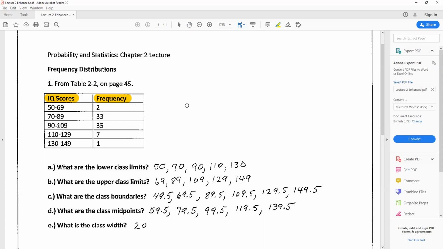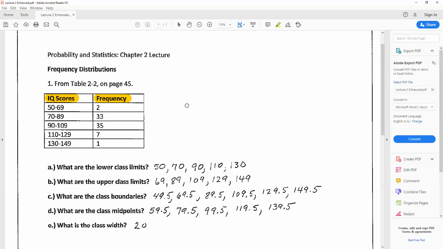We have 33 students who scored in the 70 to 89 range, 35 students scored in the 90 to 109 range, 7 in the 110 to 129 range, and then 1 student scored in the 130 to 149 range. Again, we do not have the raw data. We just simply have a distribution here that gives us the categories and how many scores are within each category.